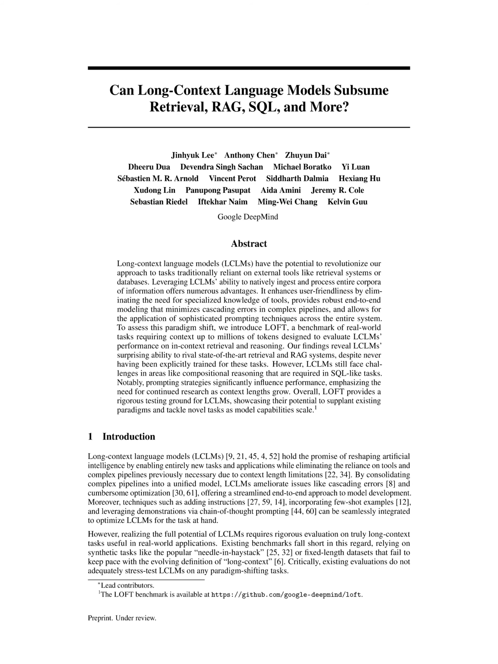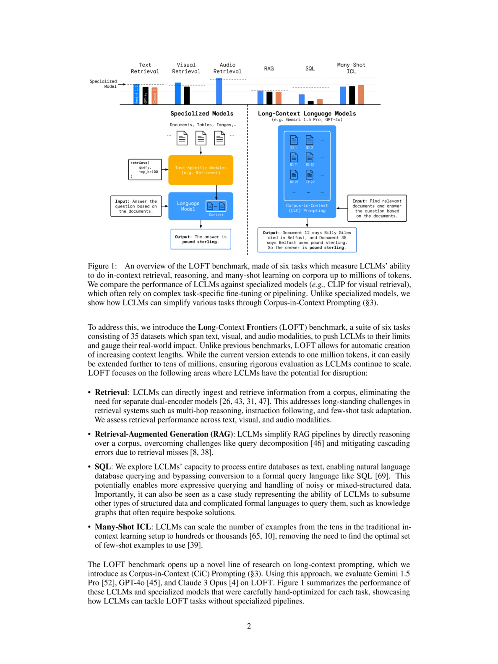The long context frontiers LOFT benchmark offers several theoretical and practical benefits in evaluating long context language models, LCLMs. The benchmark allows for automatic creation of increasing context lengths, spanning up to 1 million tokens and potentially scaling further, ensuring rigorous evaluation as LCLMs continue to evolve.